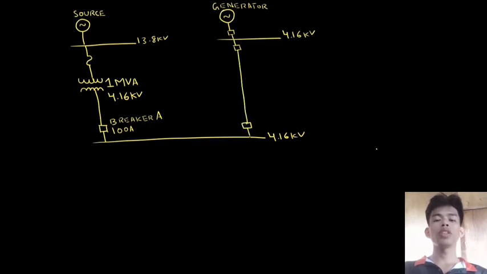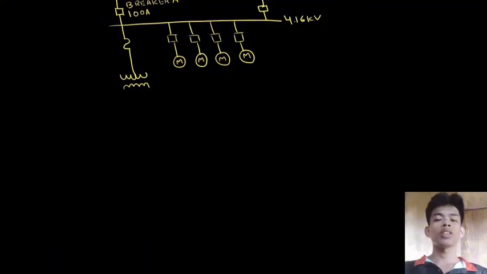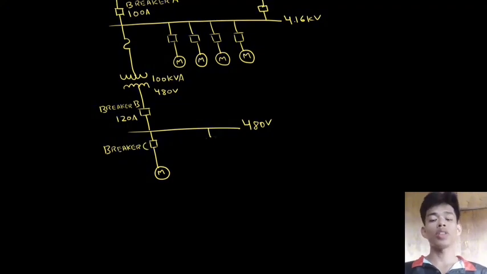We also have a few medium voltage motors connected to the 4.16 kilovolt bus through feeder breakers. Additionally, we have a 20 amp fuse, which is serving as a feeder. This fuse is feeding a 100 kVA transformer, which steps the voltage down further from 4.16 kilovolts to 480 volts. We also have a 120 amp breaker, which we'll name breaker B, which is connected to a 480 volt bus. This 480 volt bus is feeding a low voltage motor through a third breaker, which we'll call breaker C.